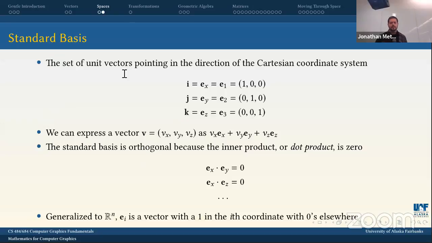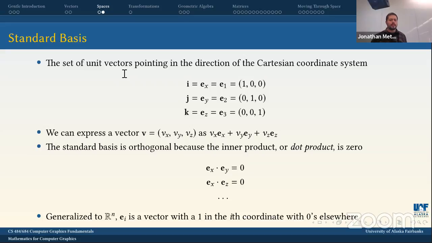So let's go with the standard basis we looked at a little bit. We have these basis vectors. I bet most of you have never seen the E notation, but you probably have seen i, j, and k. Everybody's seen i, j, and k before? You may have seen i in terms of complex numbers. That is all connected to the same thing.